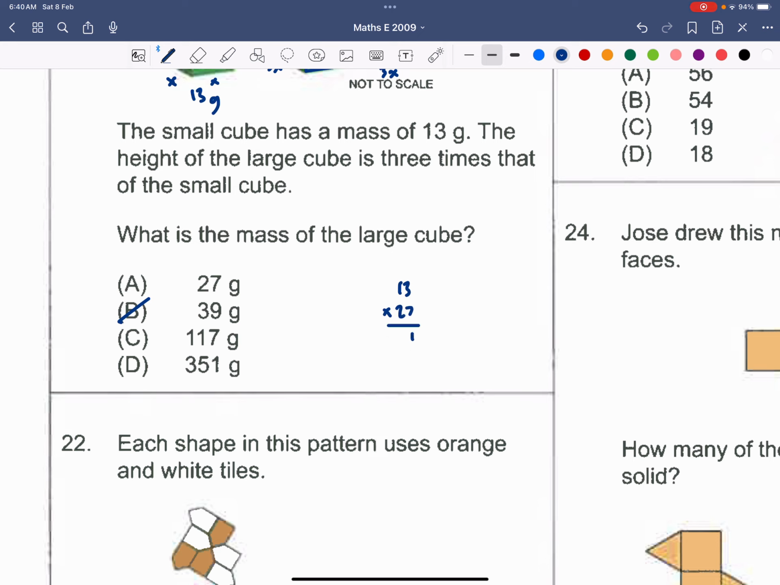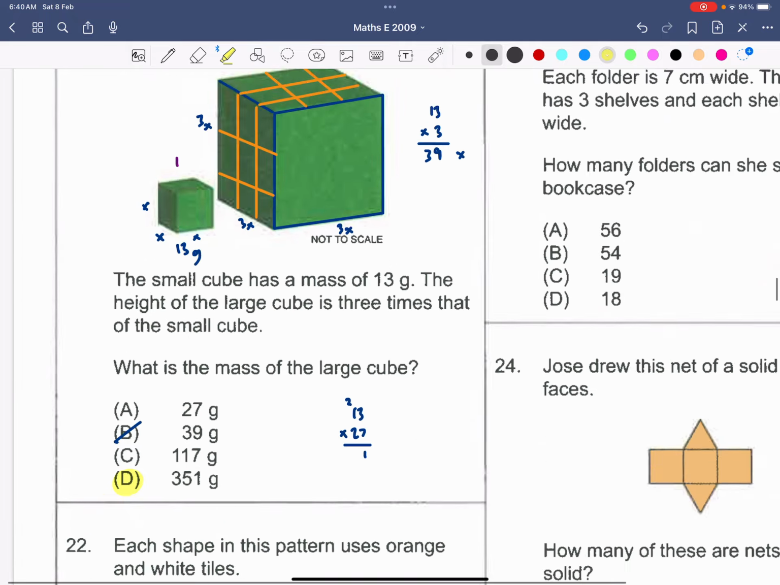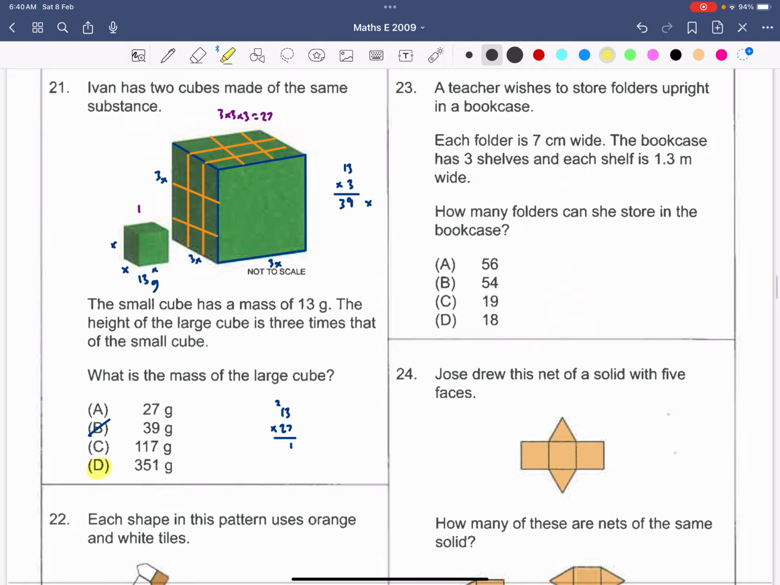So 3 7s are 21, carry the 2. Guys, a smart student will realize it's more than 39, and a smart student will realize, well, 3 times 7 ends with 1, so the answer must end with 1, so the answer must be D. So that's what I mean. Sometimes you don't have to do the entire question. It's not about doing the entire question every single time.